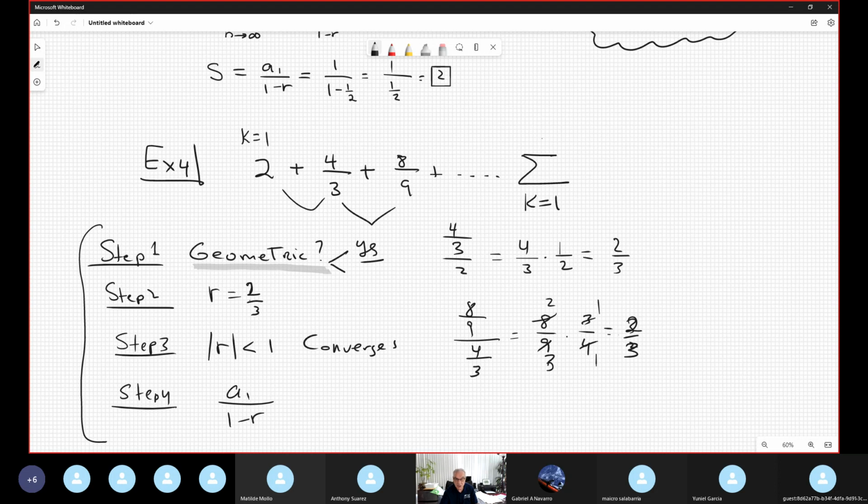Entonces, when you compute the summation from k equal 1, k equal 1 is this guy, to infinity, because this continues forever, we have the answer. The answer is a1 over 1 minus r. Let's do it. A1 is 2 and r is 2/3.